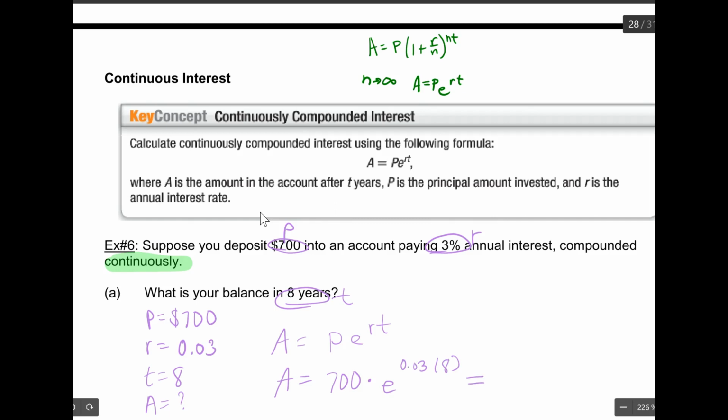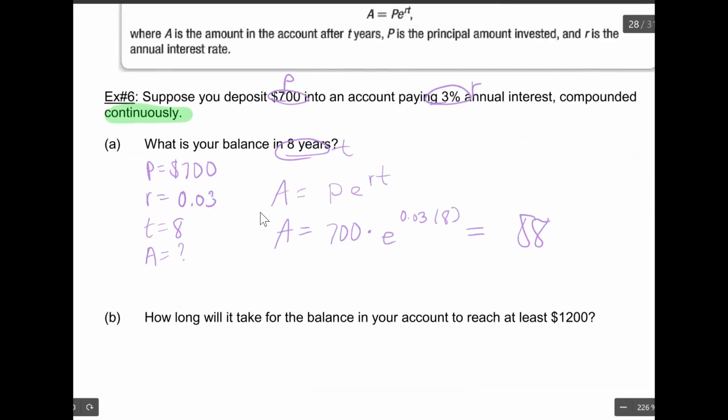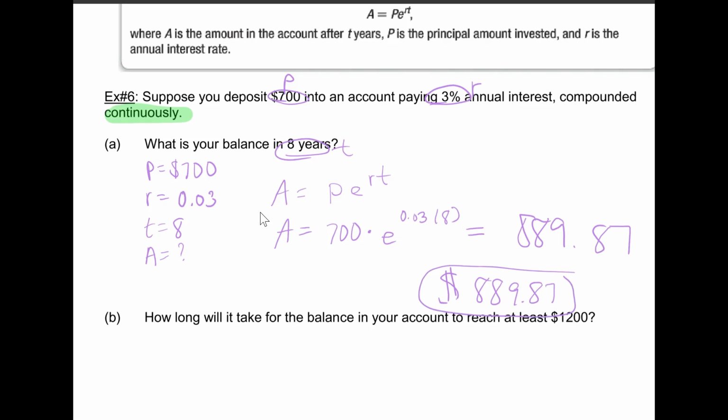So let's practice putting that into your calculator. What do we get? Do you want me to show you how to do it again? No, because I already showed you. Okay, cool. 889.874. 889.87. Cool. So how much money we'll have is $889.87. Not too bad. I mean, it is 8 years of interest and you only made $190, but hey, it's free money. Literally, the money is working for you.